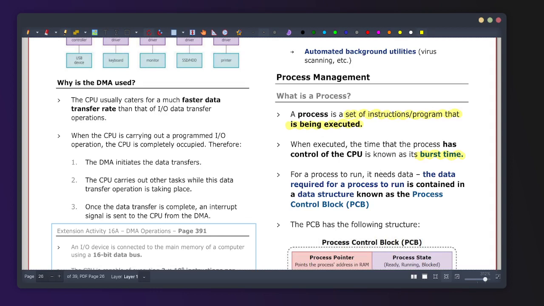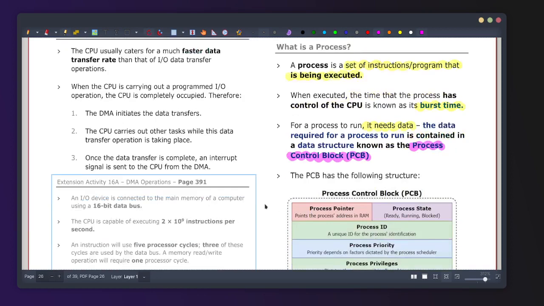Now, for a process to run, it needs data. The data required for a process to run is contained in a data structure known as the process control block, or PCB. Basically, a PCB is a data structure that is associated to each process, which describes to the processor what this process is, what its current state is, what it is going to do, and a lot of other information, right? So generally, a PCB is a data structure that contains the data required by a processor in order for it to run the process.